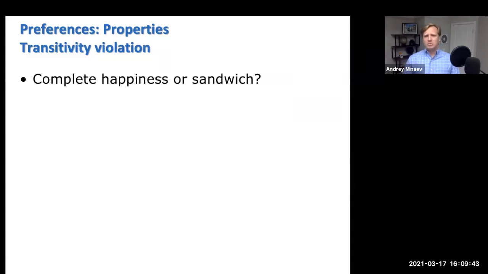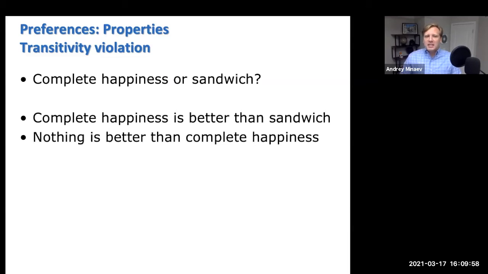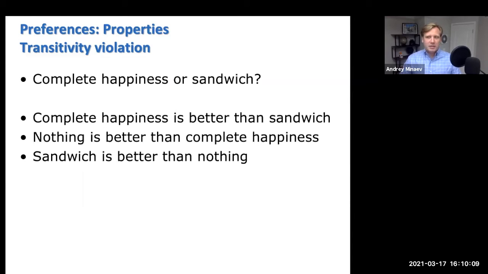Let's ask ourselves, what is better, complete happiness or a sandwich? Probably most people, I bet even everybody, are going to answer that complete happiness is better than a sandwich, right? It's natural to assume such a preference from consumers. Also, we can say that nothing is better than complete happiness, right? Complete happiness is maybe the best thing, so nothing is better than complete happiness. But on the other hand, a sandwich is better than nothing. So as you see, we might pretend that we don't have transitivity here, right? Because a sandwich is better than nothing, nothing is better than complete happiness, and complete happiness is better than a sandwich.